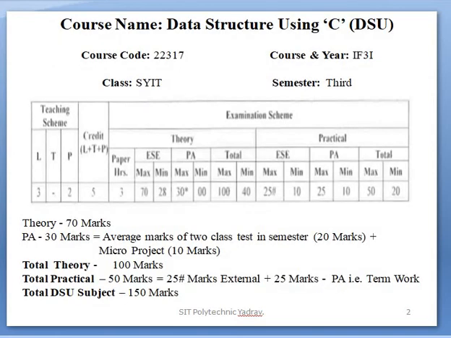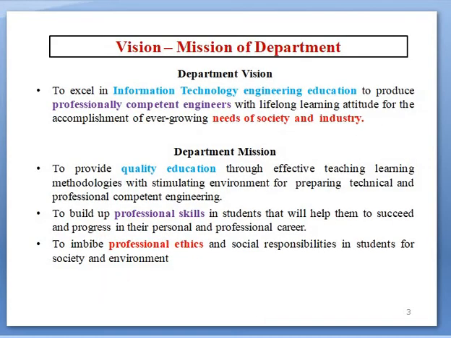Here are the marks allocation for theory and practical part. Departmental vision: to excel in information technology engineering education to produce professionally competent engineers with a lifelong learning attitude for the accomplishment of ever-growing needs of society and industry. Departmental mission: first, to provide quality education through effective teaching learning methodologies with a stimulating environment for preparing technically and professionally competent engineers. Second, to build up professional skills in students that will help them to succeed and progress in their personal and professional career. Third, to embed professional ethics and social responsibilities in students for society and environment.